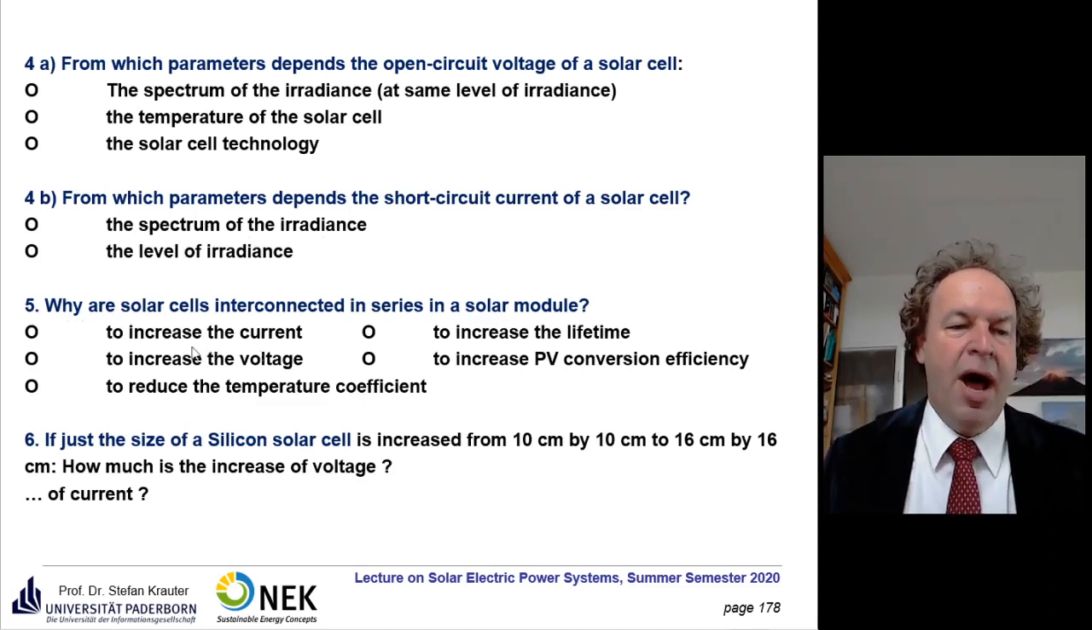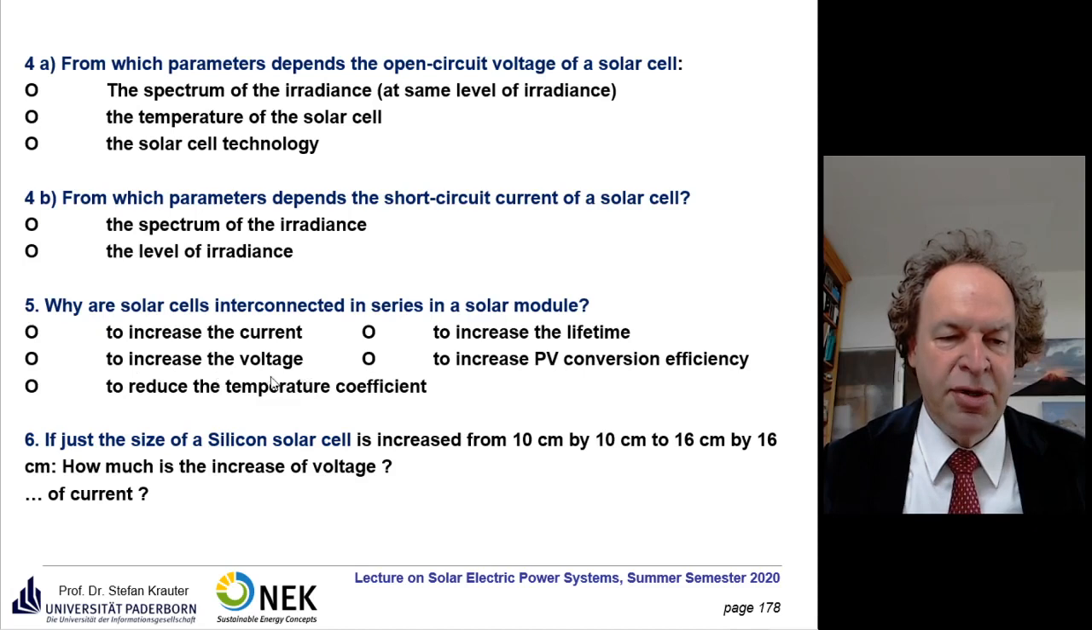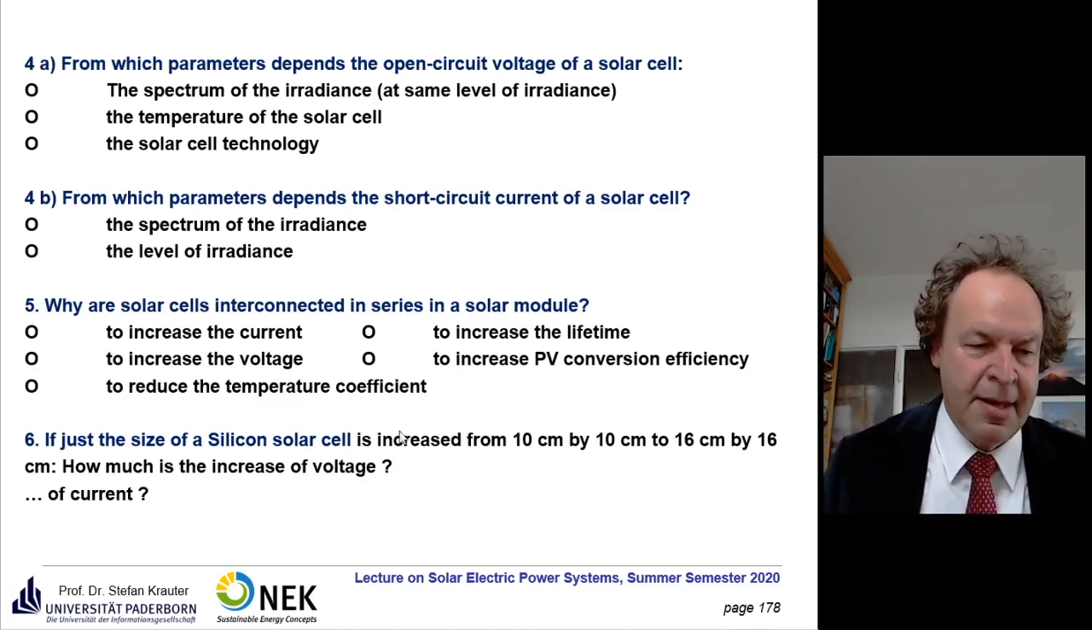Fifth is: why are solar cells interconnected in series to a solar module? Is it to increase the current? Is it to increase the lifetime? Is it to increase the voltage? Is it to increase the PV conversion efficiency? Or is it to reduce the temperature coefficient?